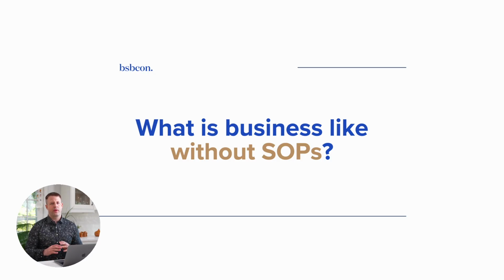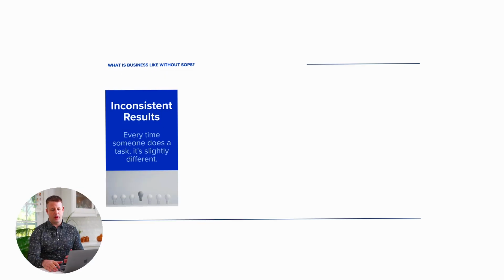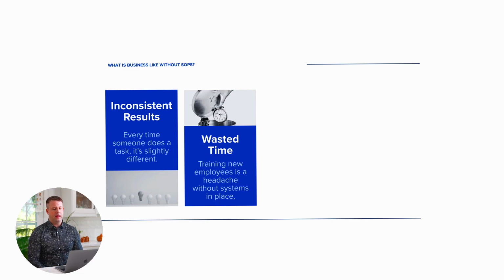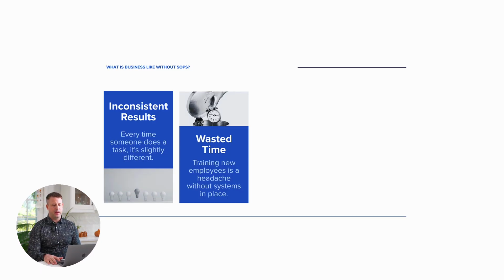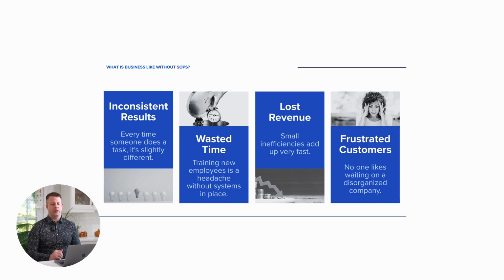What is business like without SOPs? Inconsistent results. So every time someone does something, it's slightly different. You probably understand why that's a challenge for a company. Wasted time training new employees is a headache without having systems in place. Lost revenue, so small inefficiencies will add up very fast and cost you a lot of money. Frustrated customers, so no one likes waiting on a disorganized company.